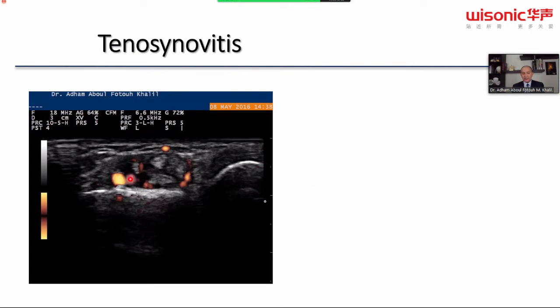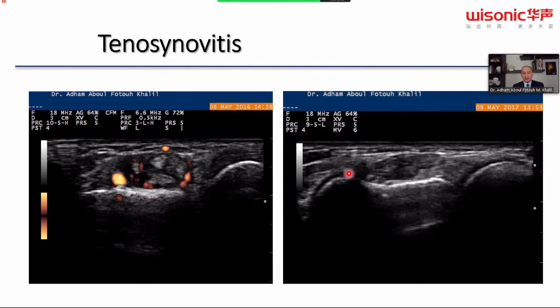Here you have synovitis at the wrist, where you have the ulna, the radius, and the fourth compartment of the extensor tendons with tenosynovitis and positive power Doppler. And then after treatment, it goes back to normal. It's very nice to check the degree of improvement with your ultrasound.